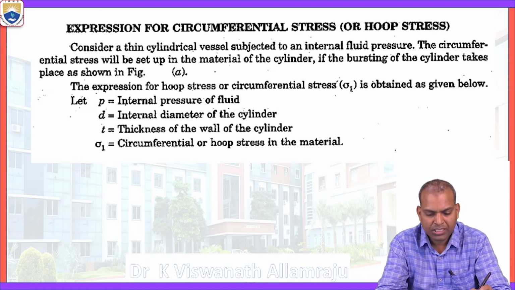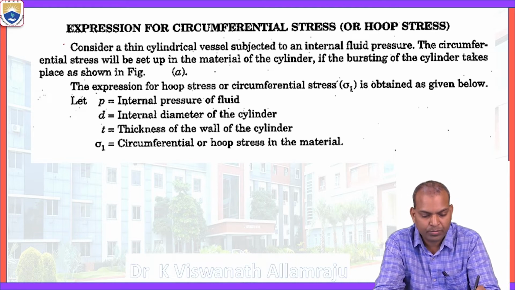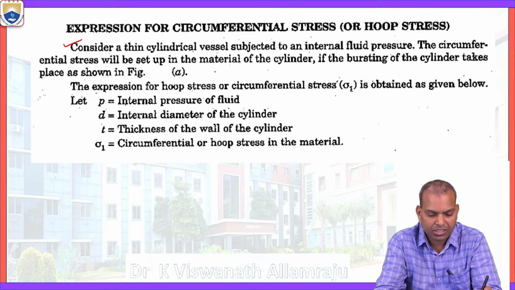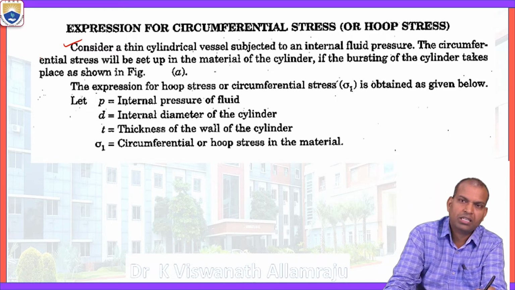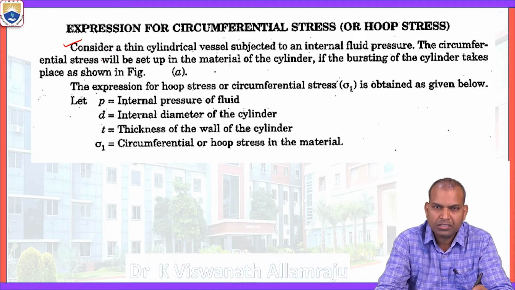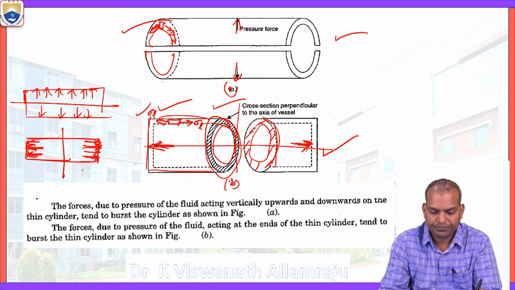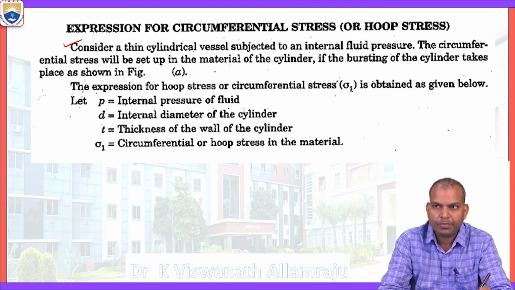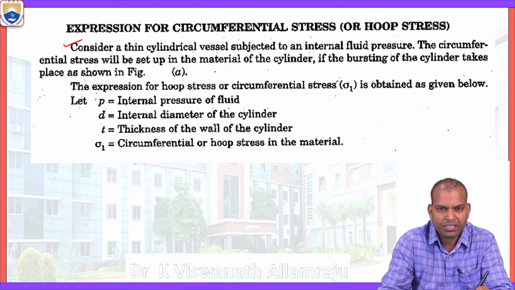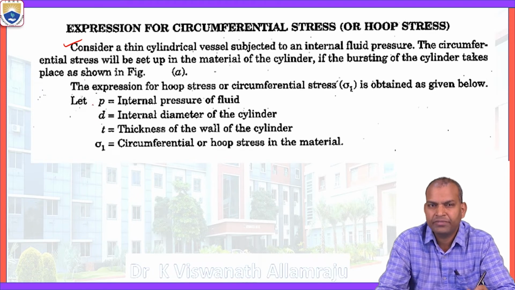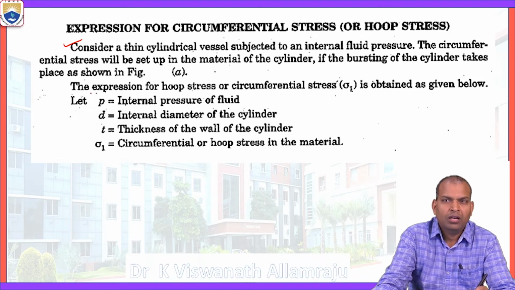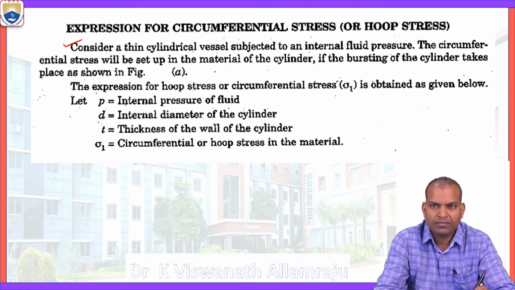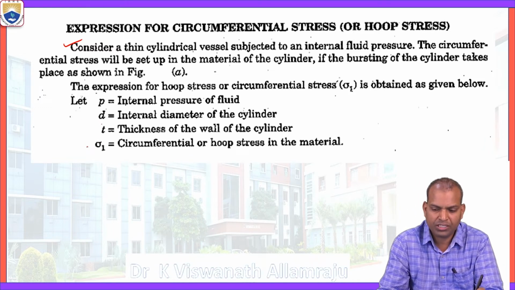So here we are considering the thin cylindrical vessel subject to the internal fluid pressure. The circumferential stress will be set up in the material of the thin cylinder if the bursting of the cylinder takes place as shown in figure A. Then the expression for hoop stress is obtained as given here. How will it be developed? By considering that P is the internal pressure of the fluid, D is the internal diameter of the cylinder, t is the thickness of the wall of the cylinder, and sigma 1 is the circumferential or hoop stress in the material.